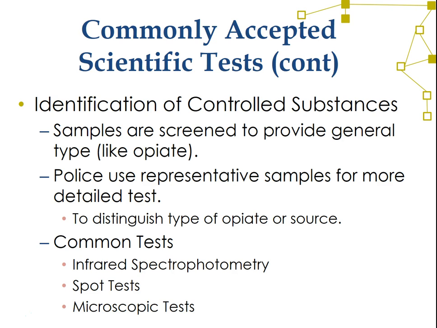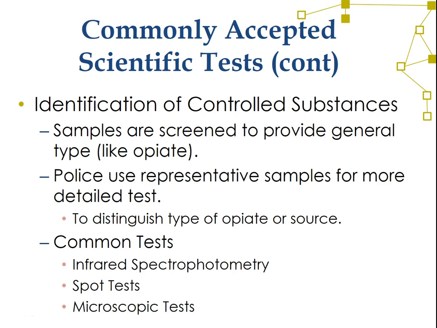So samples are screened to provide general type, like opiates and things like that. And police use representative samples for more detailed tests to distinguish type of opiate or source. And again, there are different tests that go along with it. So in cases involving possession, distribution, manufacturing of controlled substances, laboratory analysis is crucial.